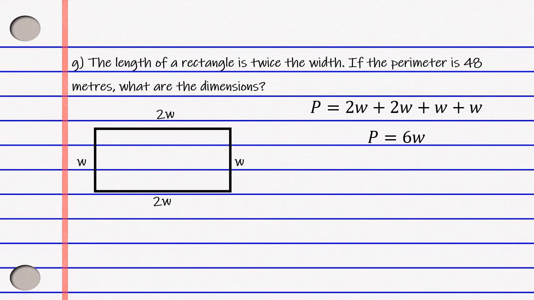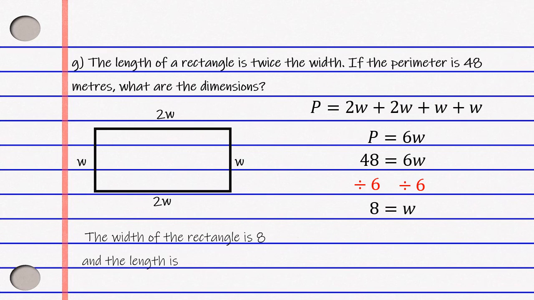But we don't just want an equation for perimeter of the rectangle. We want to know what are the dimensions when the perimeter is 48. So we're going to fill in 48 for the perimeter equals 6W. So then this is really simple to solve. We divide 6 on both sides, and we get that the width is 8.